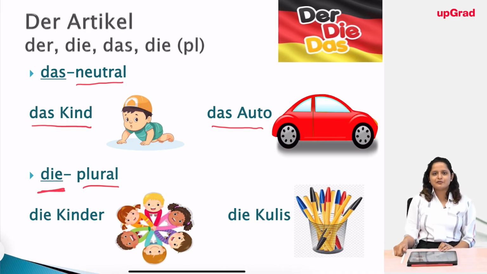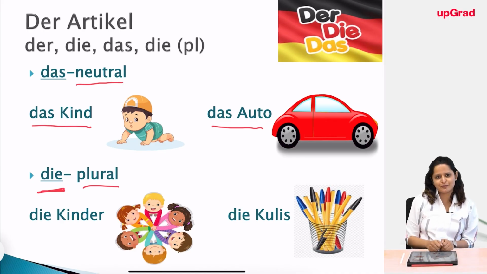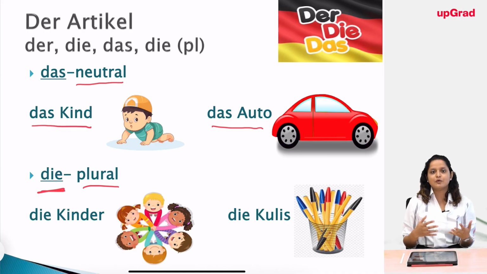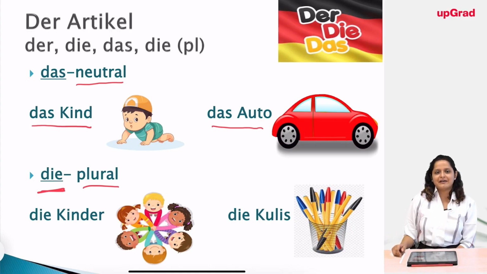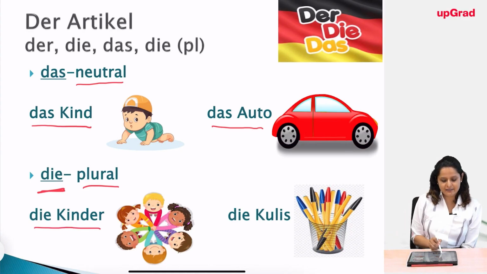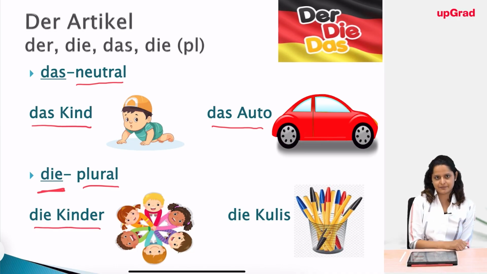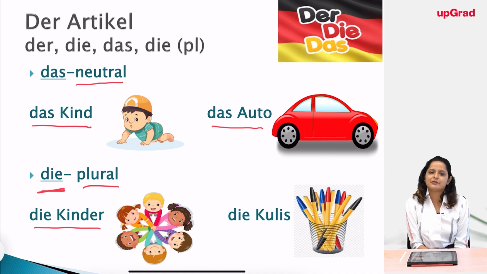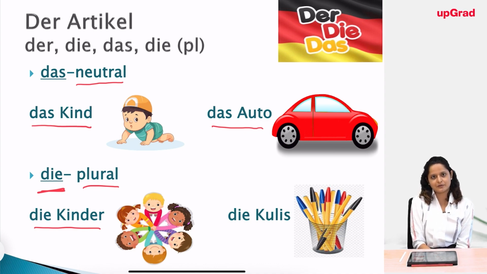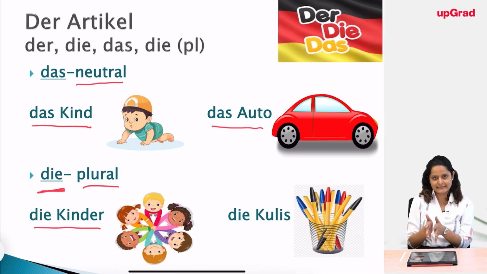Now there can be a confusion as to how we identify which noun is feminine and which noun is plural. Most of the time, the word for the plural noun is going to be different. Like we have here die Kinder. When we talk of one child, it is das Kind. But when we talk of many children, it is die Kinder. So the plural noun is going to be different from that of the singular noun, and the article for all the nouns in plural is going to be die.